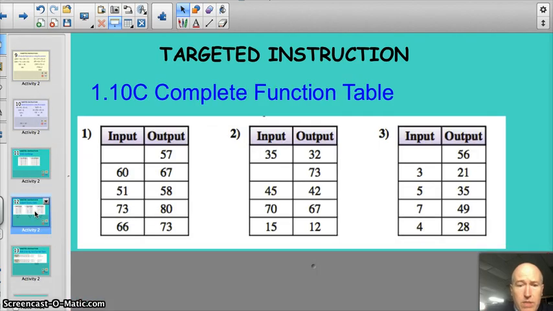All right. Next, complete this function table, 1.10c. You have to be able to figure out what the rule is and put it in. Go ahead and pause the video, see if you can figure it out, and try these 3 examples. Let's see how you did.